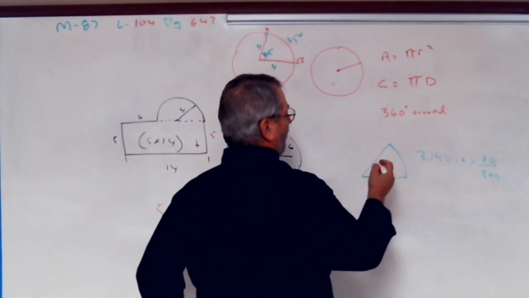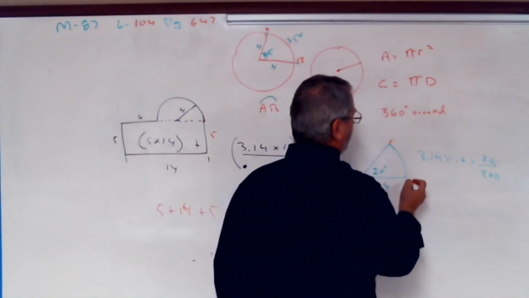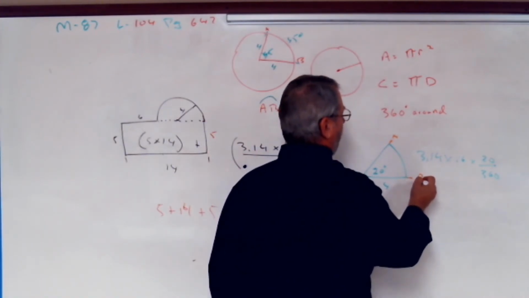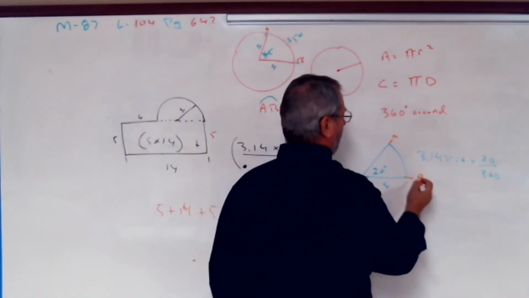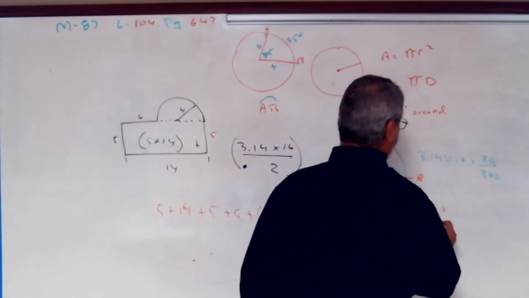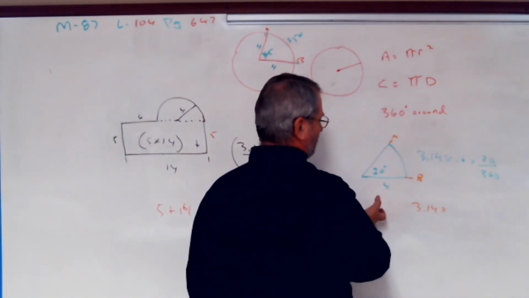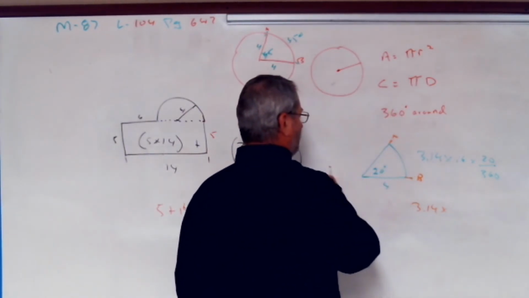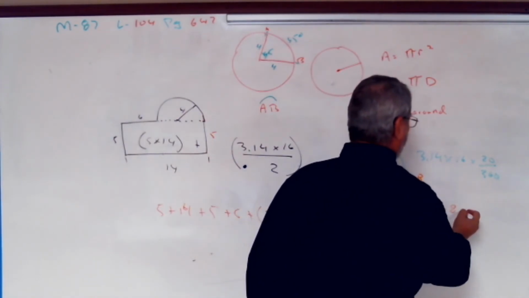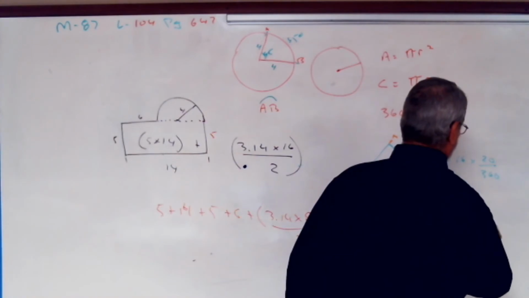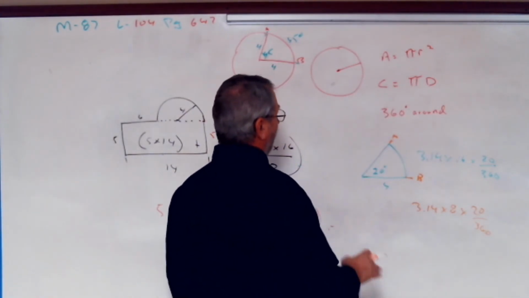Now, if I wanted to find the distance from A to B, I'd find this piece. I'd have 3.14 times, I want the circumference of the circle now. And again, this is a radius. So if this is the radius, the diameter is 8, but I only have 20 degrees of arc here, like that.